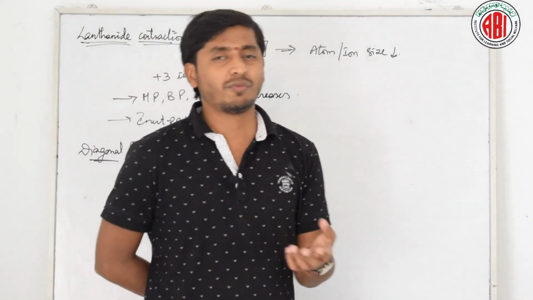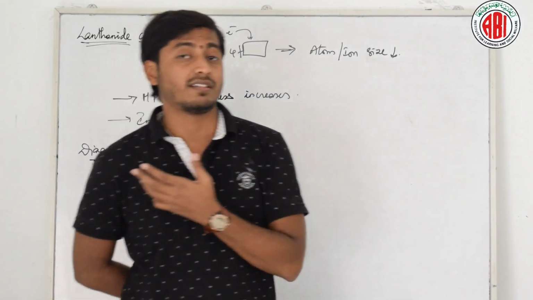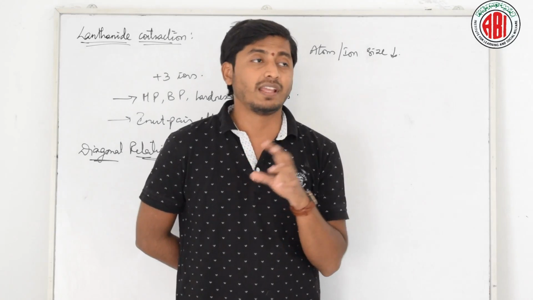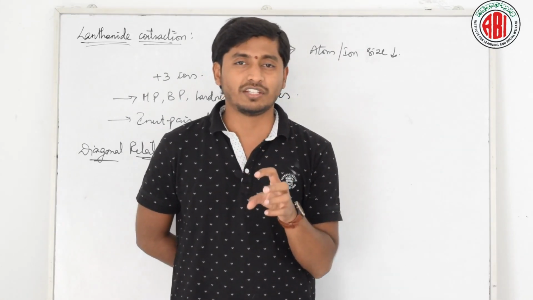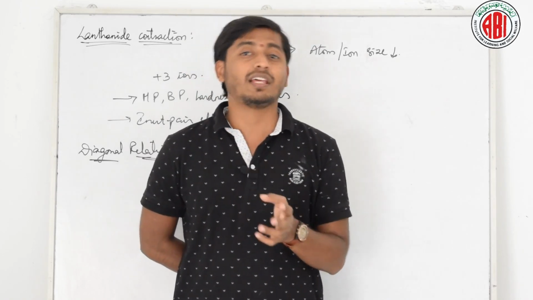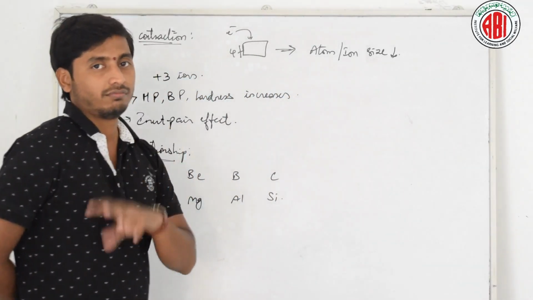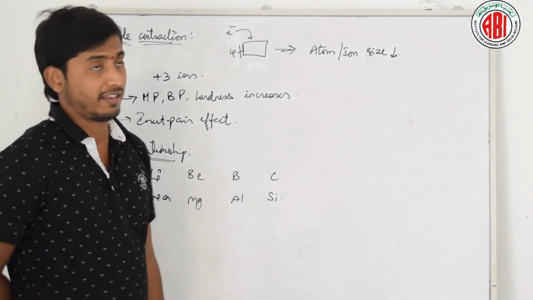And there are a few more things to understand, such as anomalous behavior, which we discussed in Mendeleev, which means different combinations are kept in a particular table which do not have similar properties. You can refer to the previous sessions.